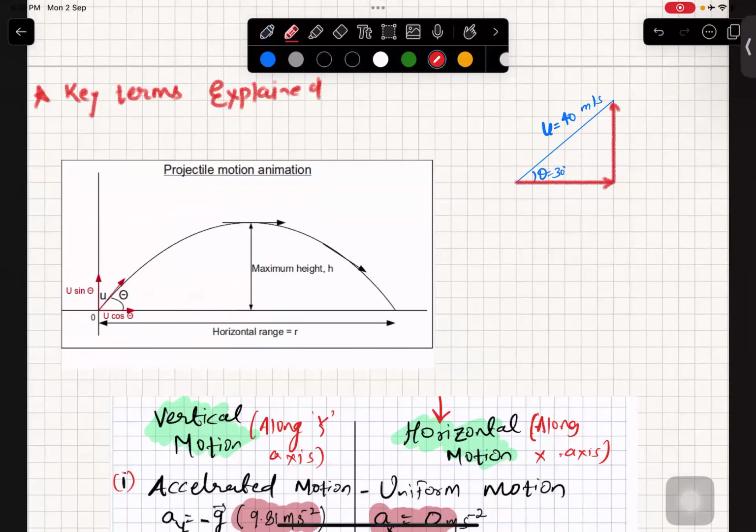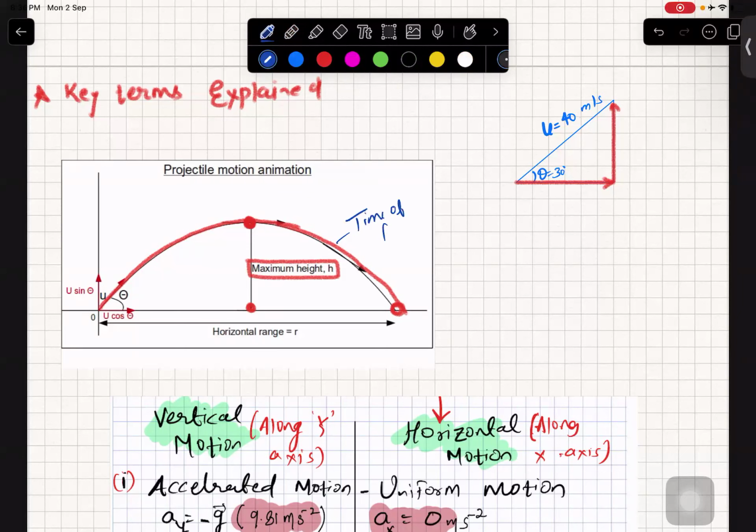When the projectile reaches its maximum height from the ground, that height is called the maximum height. In a question, they'll ask you to calculate the maximum height. Then also, what was the total trajectory time? While the projectile was in the air, the total time is called the time of flight. Then how far the projectile landed from the launch point is the horizontal distance, which is also called the horizontal range. So how to find that? We will see.